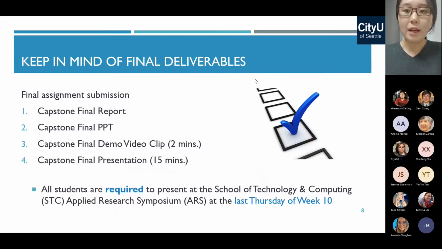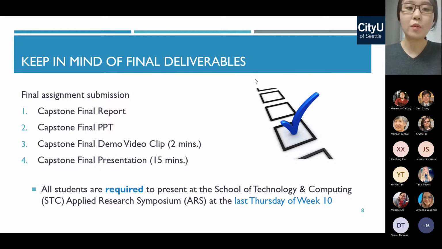Another thing to keep in mind is the final deliverables. What I'll be expecting on the 10th week, the final week, is a finalized paper, the PPT file, the capstone demo, which is a 2-minute demonstration of what you have done within the 15-minute presentation. There's also the source code too. You can upload that into GitHub and provide the link.